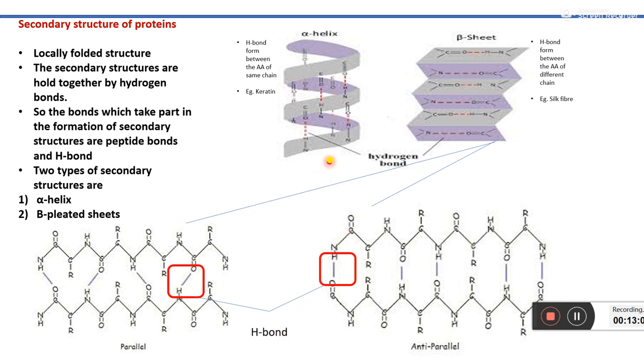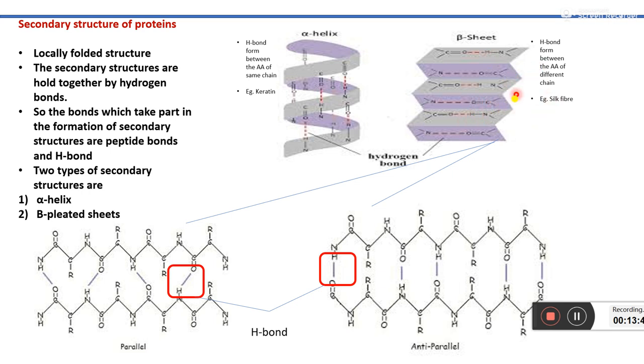Now there are two types of secondary structure of protein. First is alpha helix and second is beta pleated sheet. In alpha helix, H bond, that is hydrogen bond, forms between amino acids of the same chain. But in beta pleated sheet, hydrogen bond forms between the amino acids of different chains. Alpha helical structure is found in keratin and beta pleated sheet structure is found in silk fiber. So you can say that the secondary structure of protein is predominantly found in structural protein.